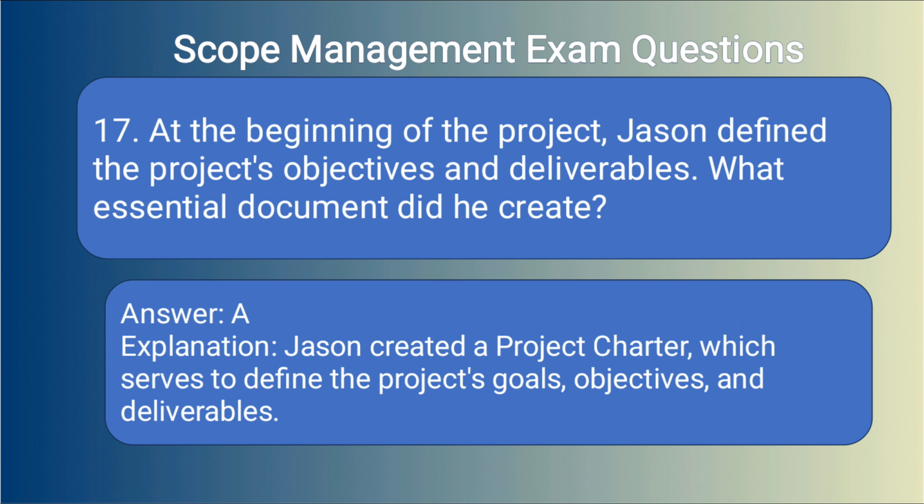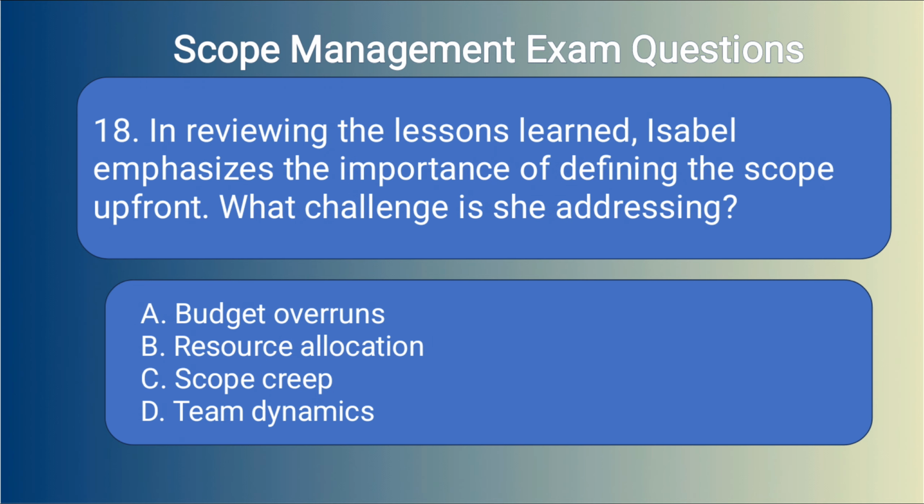Answer A. Explanation. Jason created a project charter which serves to define the project's goals, objectives, and deliverables. 18. In reviewing the lessons learned, Isabel emphasizes the importance of defining the scope up front. What challenge is she addressing? A. Budget overruns. B. Resource allocation. C. Scope creep. D. Team dynamics.